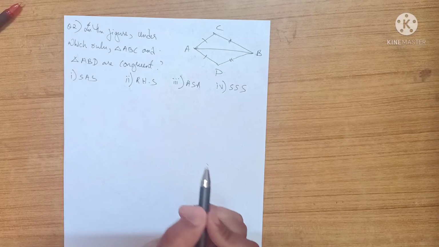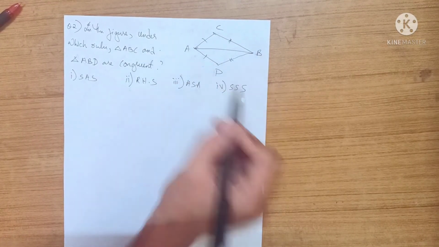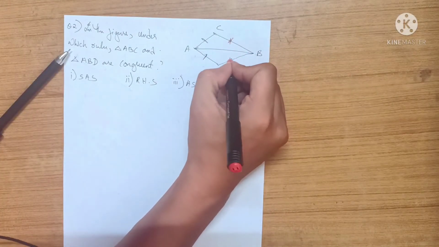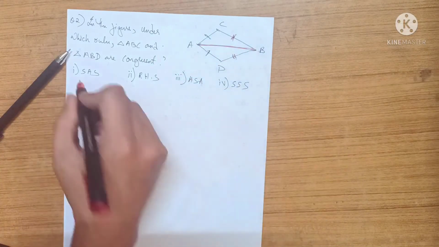Now question number 2. In the figure, under which rule are ABC and ABD congruent? So ABC, ABD, this is easy. This is equal, this is equal, they've already given us. This is equal, this is equal, they've already given us, and this line and this line will be equal. So it's the same thing as SSS.